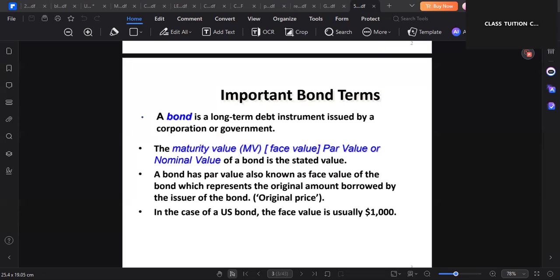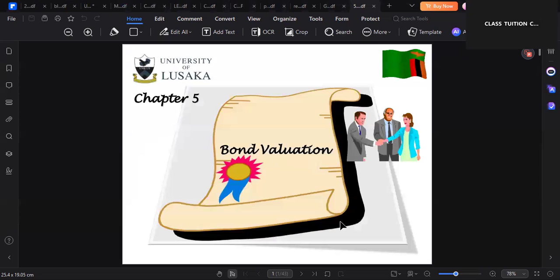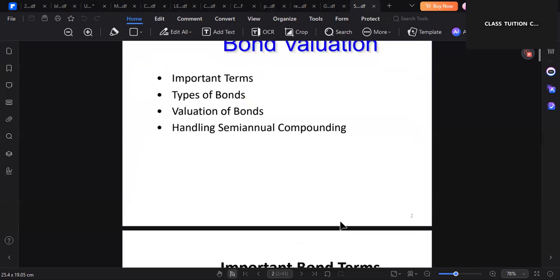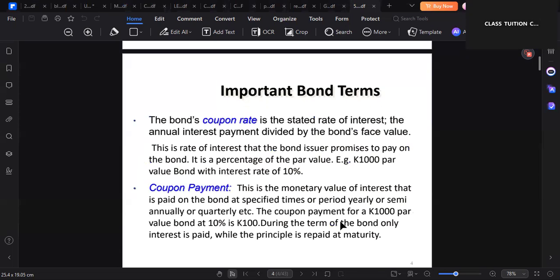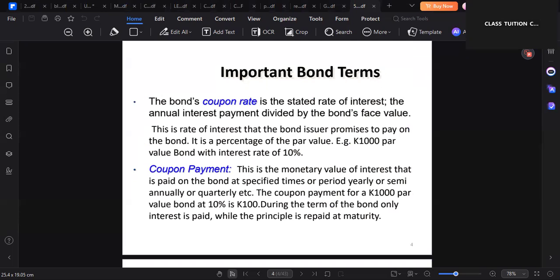So what is coupon rate and what is coupon payment? Let's talk about coupon rate and coupon payment. When we talk about coupon rate, it's the stated interest rate on a bond. It is actually what most investors are interested in. How do we calculate it? It is the annual interest payment divided by the bond's face value.